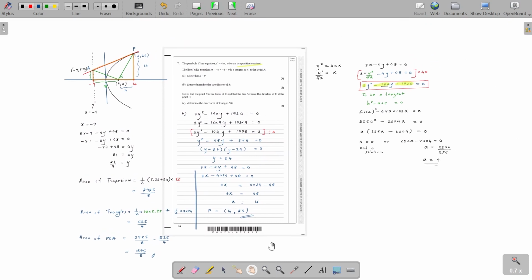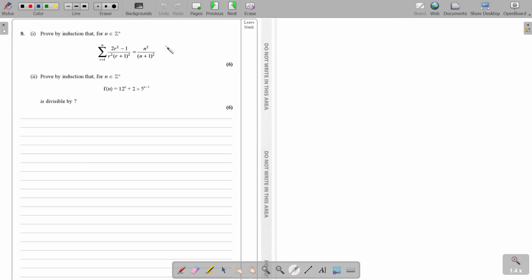Question number 8. Prove by induction that for n an element of the positive integers, the summation from 1 to n of (2r square minus 1) over (r square times (r plus 1) square) is equal to n square over (n plus 1) square. So you have to prove it by induction. Okay, so what's the starting step?